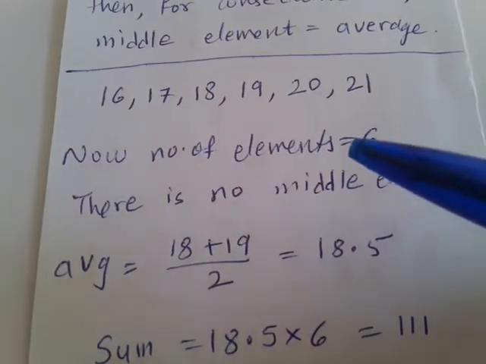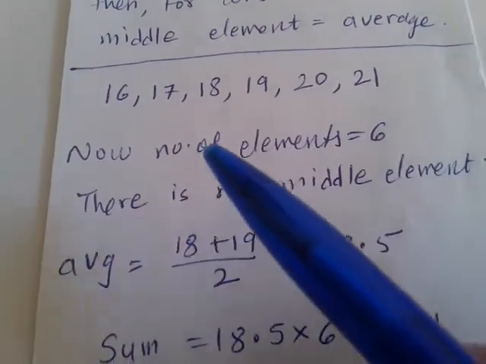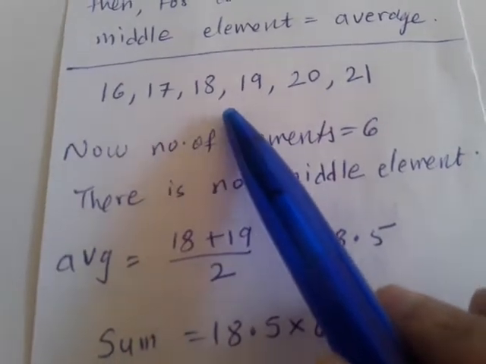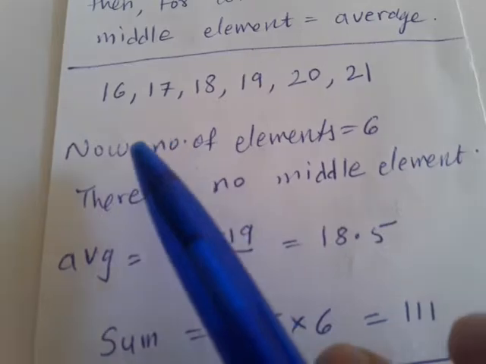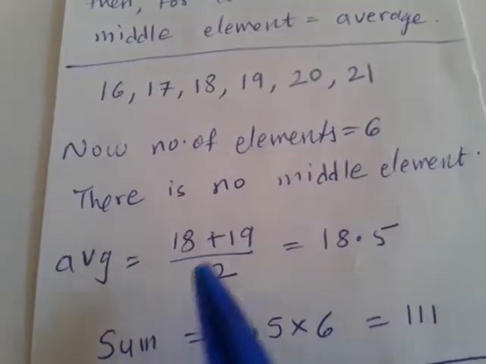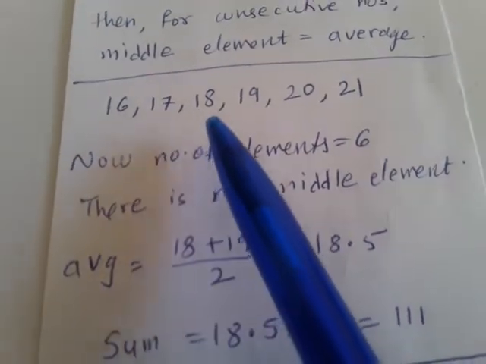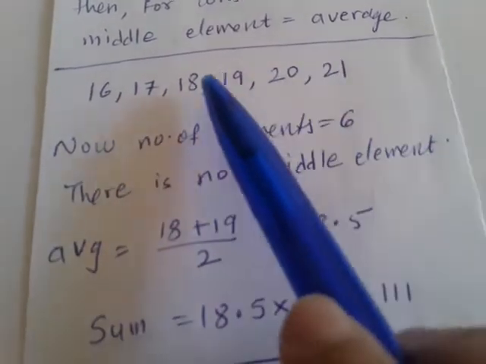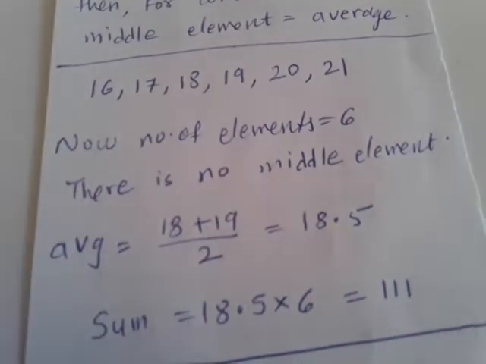Now instead of odd number of elements, let's consider even number of elements. 16, 17, 18, 19, 20, 21. Number of elements is 6, that is even. So here you do not get any middle number. 3 on this side, in the middle there is nothing. So you don't get a middle number.